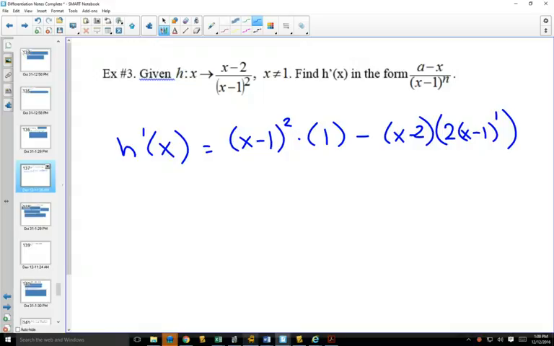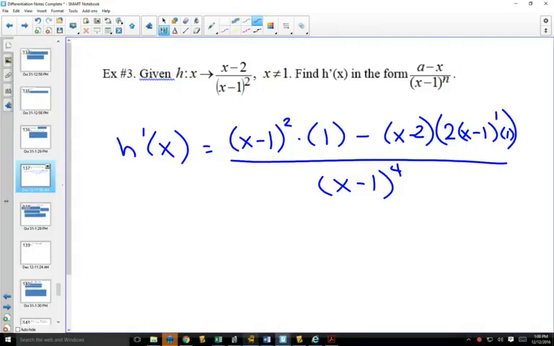It's not a chain rule. Well, it could be a chain rule, but what's the derivative of my inside function? It's just 1. I could put that there. I wouldn't need to because multiplying by 1 doesn't make a difference. And then the quotient rule says whatever was on the bottom, square it. So I had (x minus 1) squared, I would now have (x minus 1) to the 4. Okay, so now we've done the derivative.